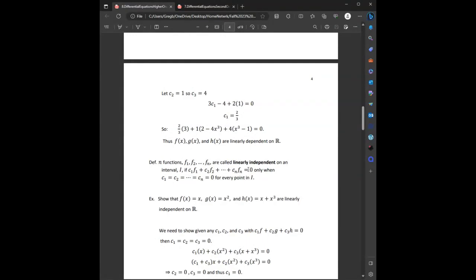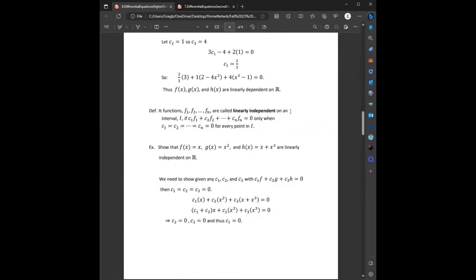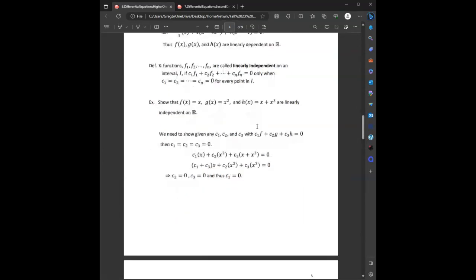Okay, the next section. N functions f1, f2, all the way to fn are linearly independent on interval I if the sum of them with constants in front equals 0 only when C1 equals C2, which equals Cn, which equals 0. So basically, the null solution is the only way that they're linearly independent. Trivial solution. Okay. Yeah, trivial. Gotcha. You're right.